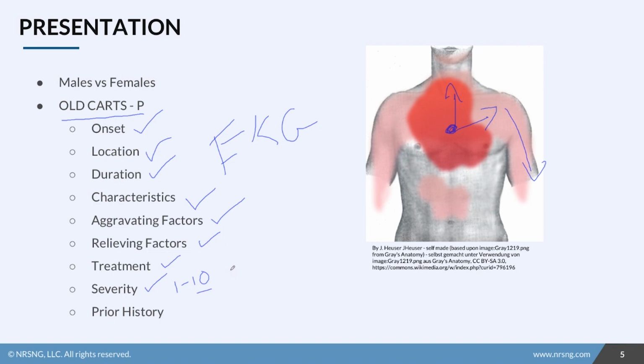Anyway, I digress. And then we also want to know prior history, specifically cardiac. I don't need to know if you stubbed your toe, but I would like to know if you've had a heart attack before, or a STEMI, or an NSTEMI, or any sort of cardiac events.